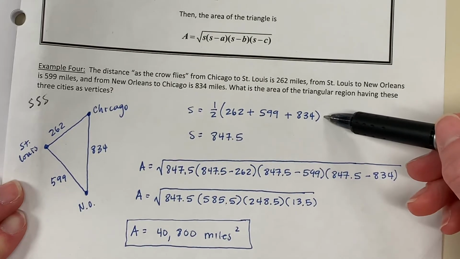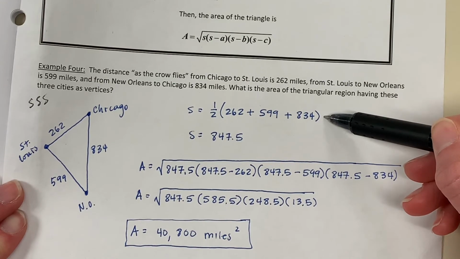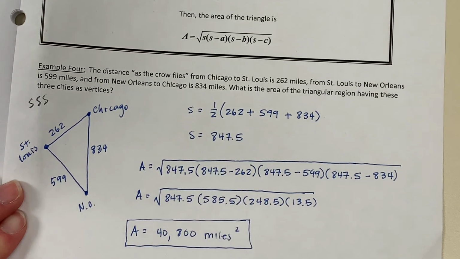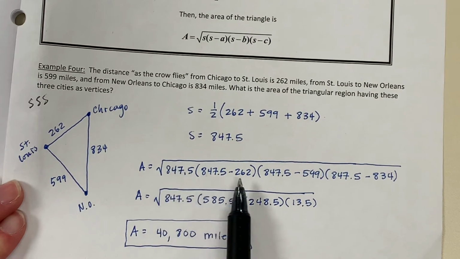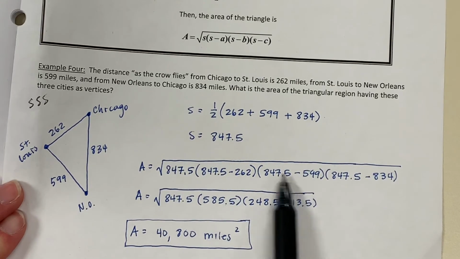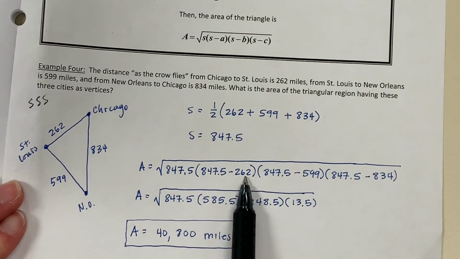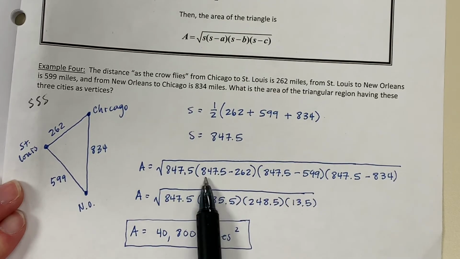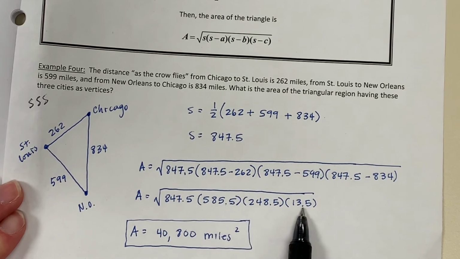First thing I need to do is find the semi-perimeter. So I add up all 3 sides and divide by 2, and I find the semi-perimeter to be 847. So I plug the information into the formula. I have my semi-perimeter, and then I have the difference between the semi-perimeter and each side length written as a product. I calculate what's inside the parentheses first, so I subtract the side length from the semi-perimeter, and then I take the product. I multiply those 3 values together and take the square root of that value. So the area is 40,800 miles squared.